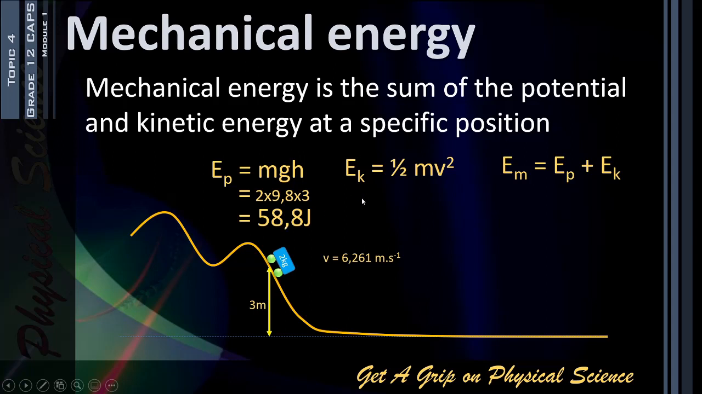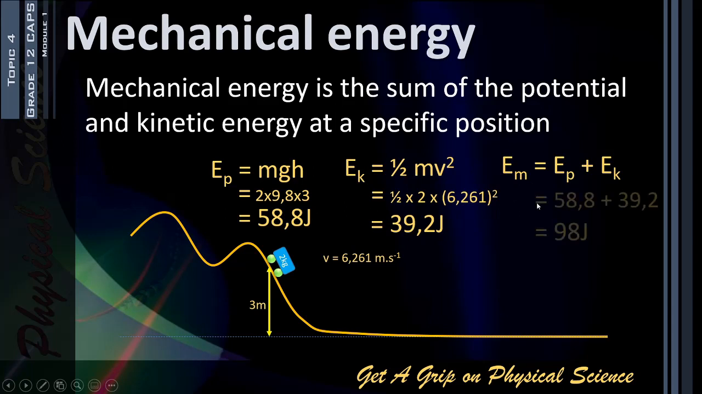The new kinetic energy is now half times the mass, which is 2, times the velocity of the trolley at this position, which is 6.261, and then really important to remember that you have to square the velocity. And that gives you a final answer of kinetic energy, which is 39.2 joules. The mechanical energy, which is the sum of the potential and the kinetic energy, should be conserved because there's no friction involved. So if we look at the sum of the potential and the kinetic energy, it is still 98 joules.